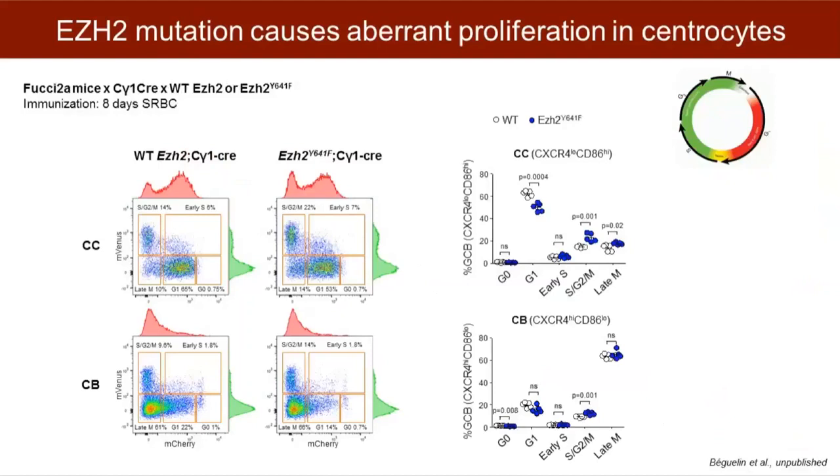When we compared wild type to mutant EZH2 FUCCI splenocytes, we found a significant increase of mutant EZH2 centrocytes in S, G2, M phase and decrease in G1 phase. These differences were not striking in centroblasts, which are the most proliferative cells in the germinal centers. And this is why we think we couldn't find differences when we analyzed the Rhapsody data.